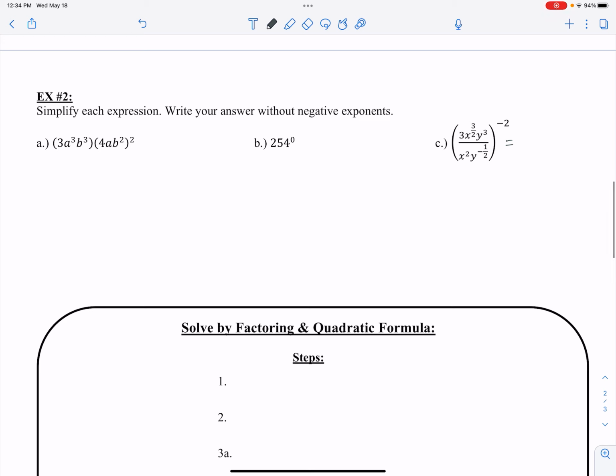All right, if you haven't already tried example 2, maybe pause the video. These are definitely, at least A and C, more challenging. Pause the video, try them. That is how you get good.